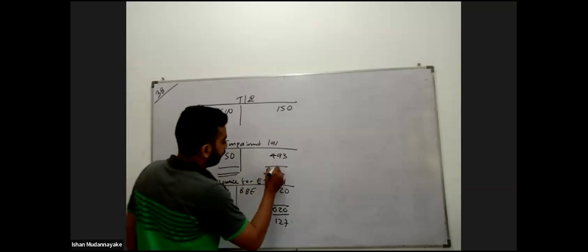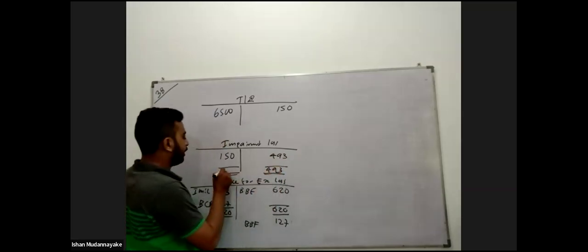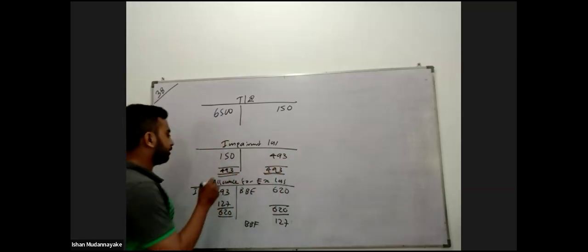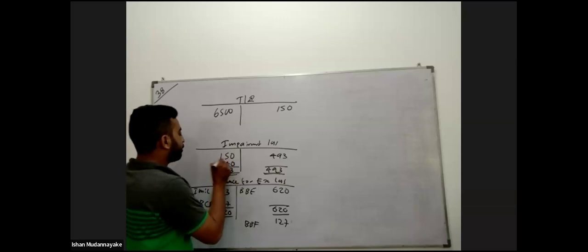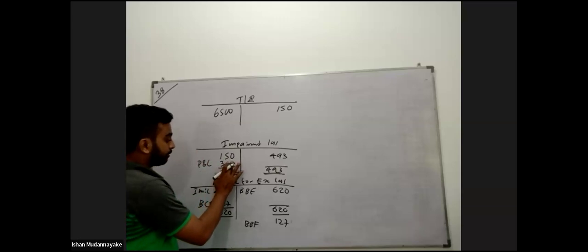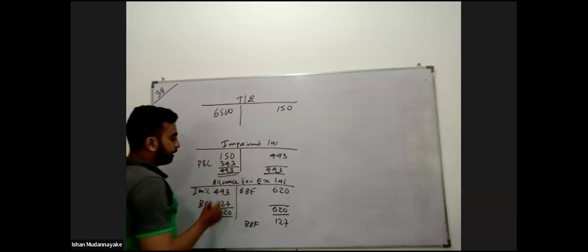343. 493 minus 150, 343. 343 profit and loss account. This amount, 343, is a profit and loss account credit.